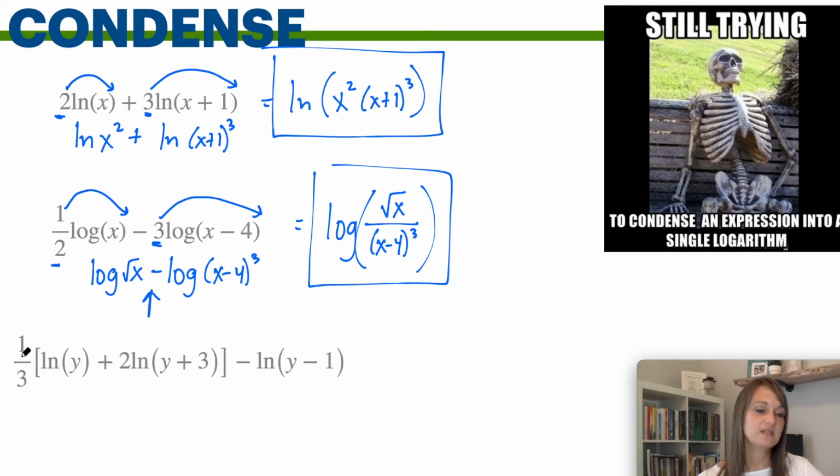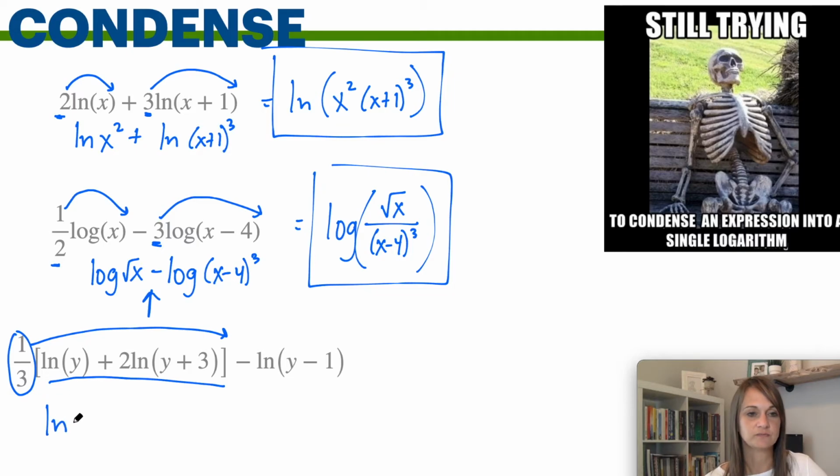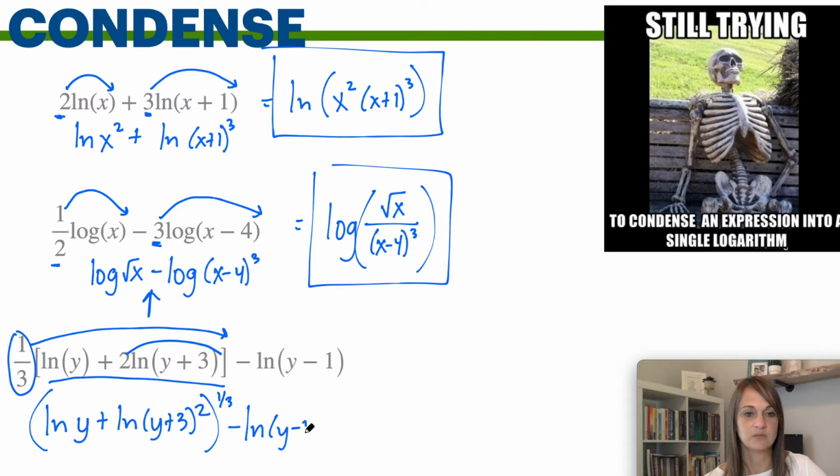So this 1/3 is being multiplied by everything inside here, which means you need to switch this out. This 1/3 was an exponent of everything on the inside. So this is the natural log of y plus the natural log of y plus 3 squared, because remember this 2 can go right here. And then all of that is raised to the 1/3, and the natural log of y minus 1.